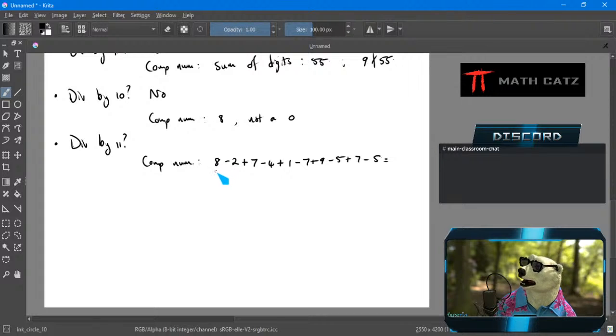Okay. 8 minus 2 is 6. Then I have 13. Then I have a 9. Then I have a 10. Then I have a 3, 12, 7, 14, 9 it looks like. And 11 does not divide into 9. So that is a no. Unfortunately not. So I don't want to say, oh, my comparison number is 9.